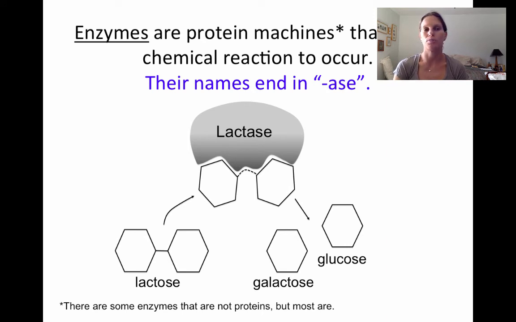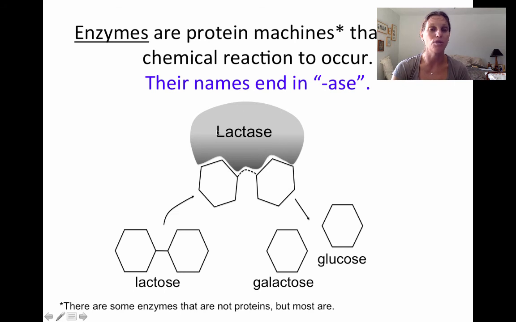So enzymes are super important. We're going to learn a lot about them. They're basically these machines. They're always made up of proteins. That's what they are. They catalyze reactions, if you remember. They allow for reactions to occur. Enzymes are easy to identify because they all end in -ase. For example, this is lactase.